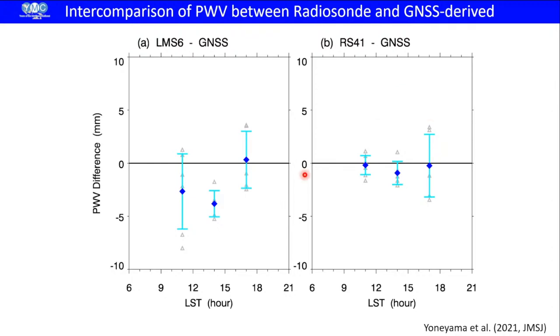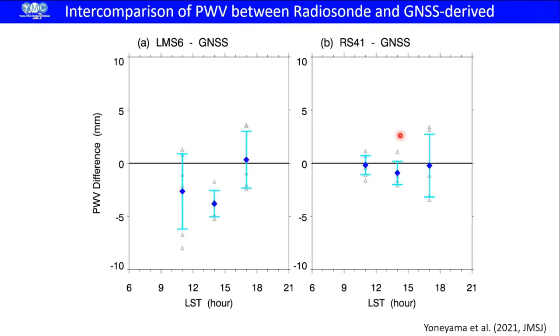You can see that only the Lockheed Martin shows the dry bias compared to the GNS-derived water paper. So based on this figure, we decided the bisexual seems to be good compared to the GNS-derived water paper.